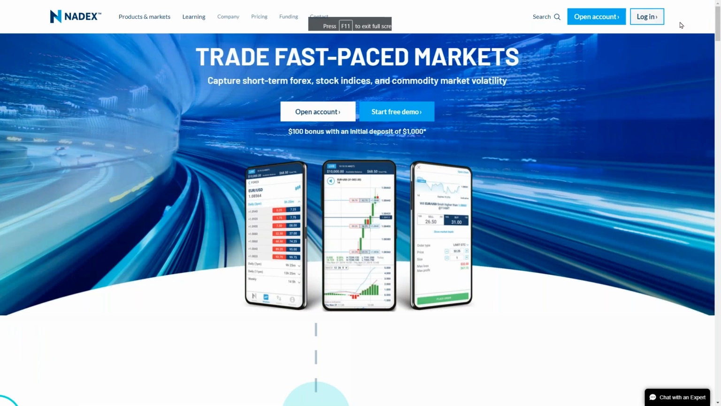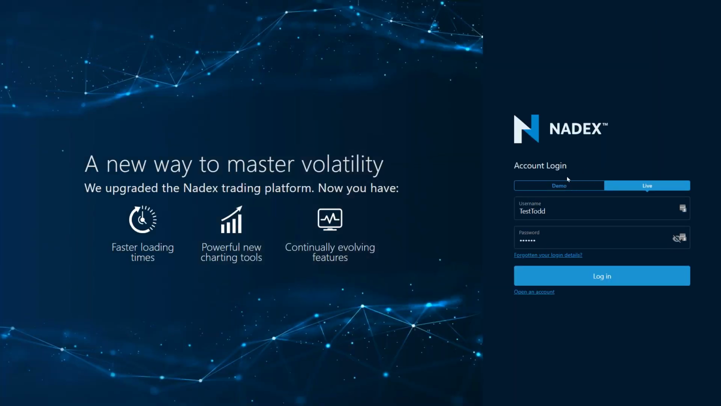Now I am going to jump over to the platform, and we're going to go to the Nadex website, and I am going to log in. Now, if you do not have a demo account, again, I would recommend that you get one.